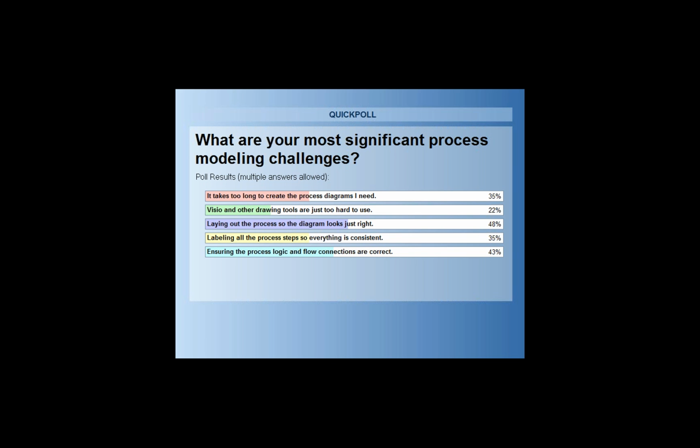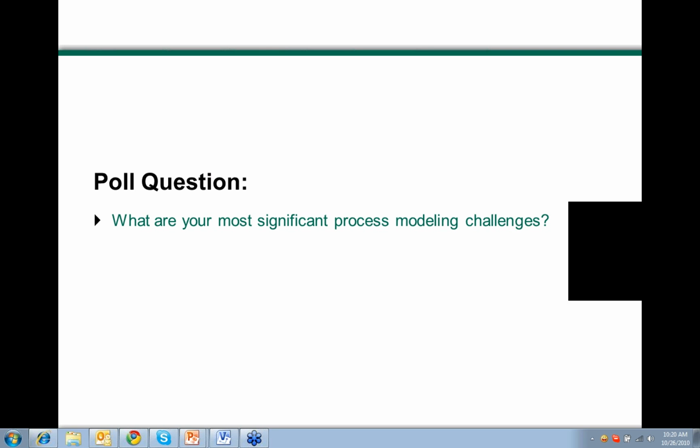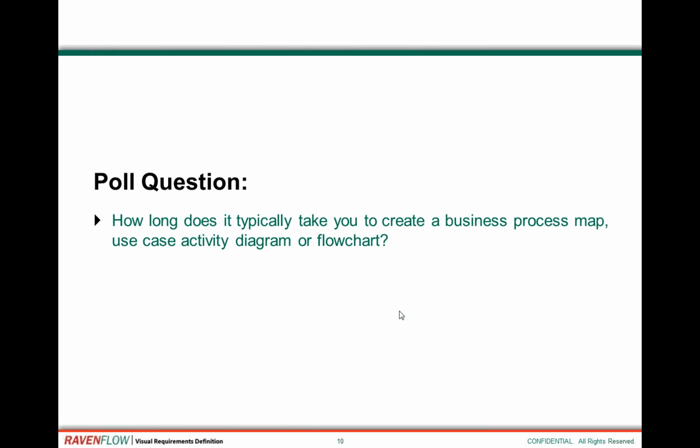So 35% of you, it's pretty spread, pretty even here. It takes too long. It's just too hard. Laying everything out is complicated. Labeling is a challenge. Process logic is a challenge. So, again, these are pretty common themes that we've come across, and all of you are basically echoing some of those sentiments as we go through this. So that's great. Okay, so let me hide that one. Go back to the presentation.